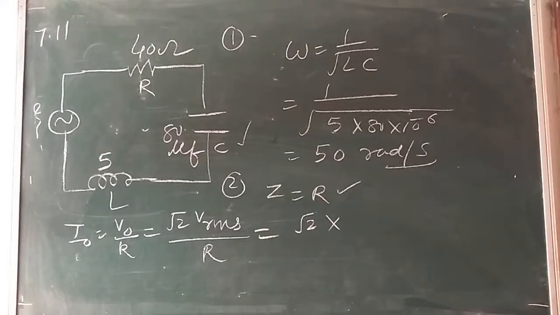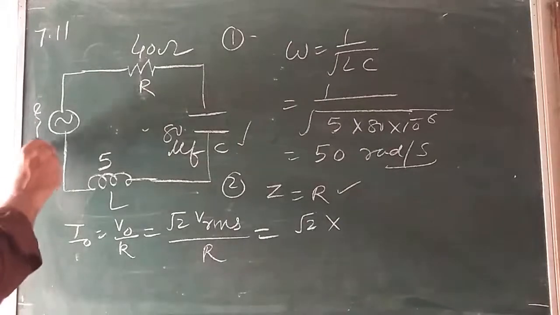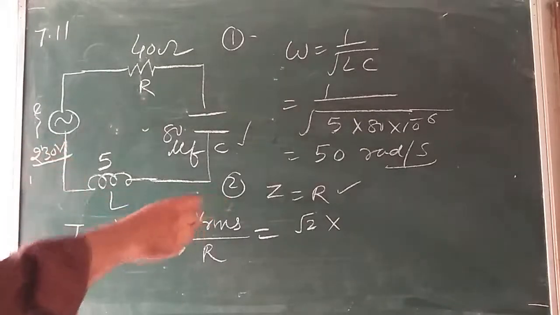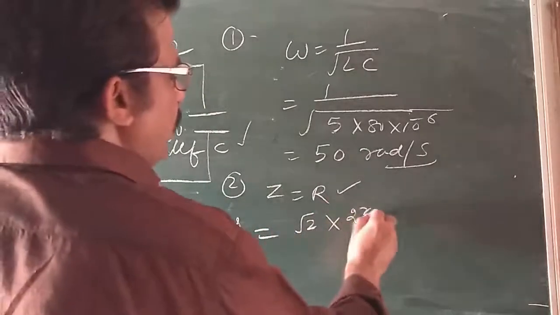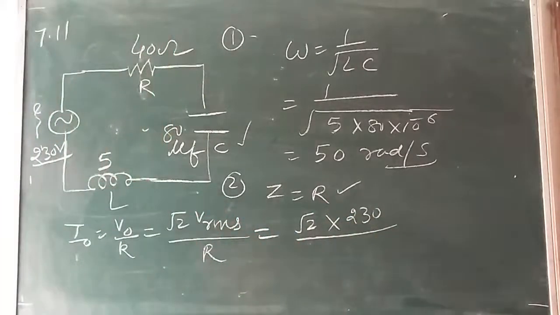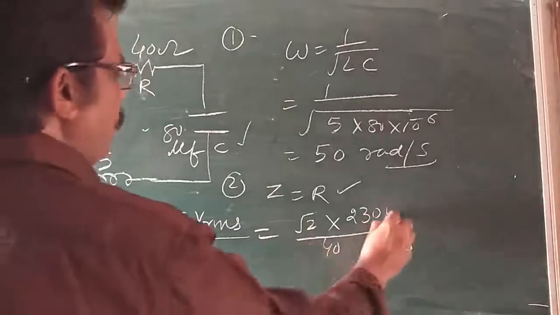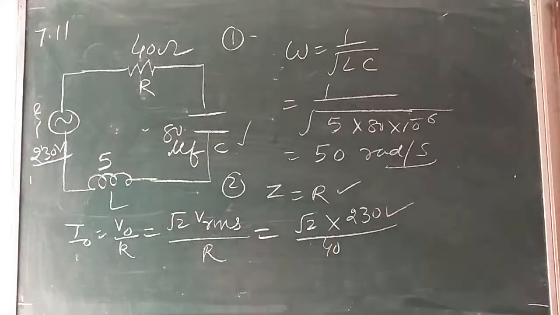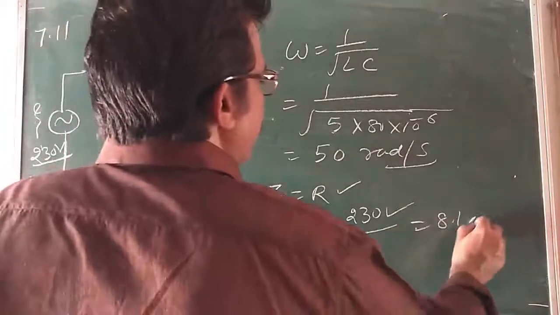So what we have to do? Here we are going to see in our question it is connected to a variable frequency 230 volt. 230 volt is given here. That you have to write. That is root 2 into 230 divided by R. R is 40. Solve it. You will get the peak value of current, that is around 8.1 ampere.